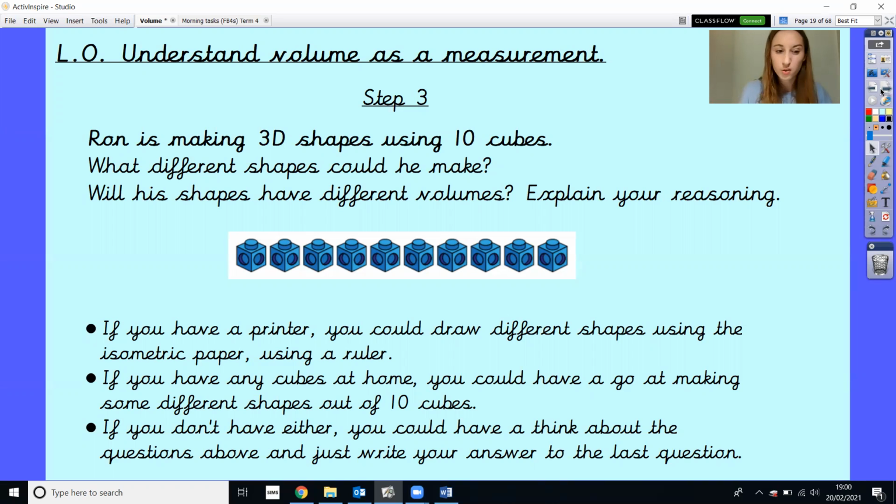Another option, if you don't have a printer, or perhaps if you do have something you can use to build the shapes, you could have a go at making some different shapes out of 10 cubes. If you've got some cubes at home, perhaps some sugar cubes that somebody at home doesn't mind you using, or maybe some cubed kind of building equipment.